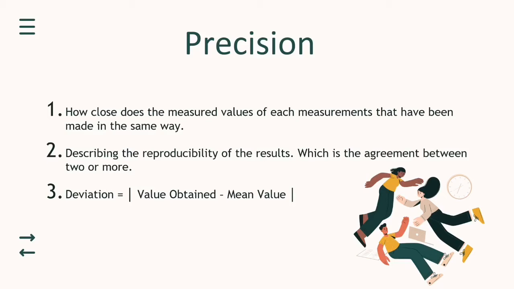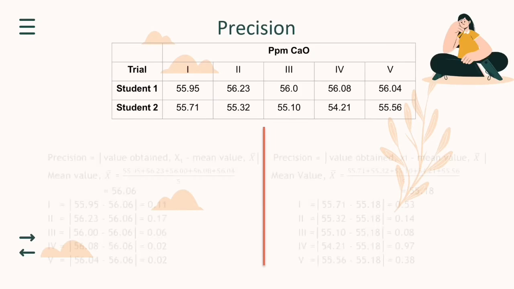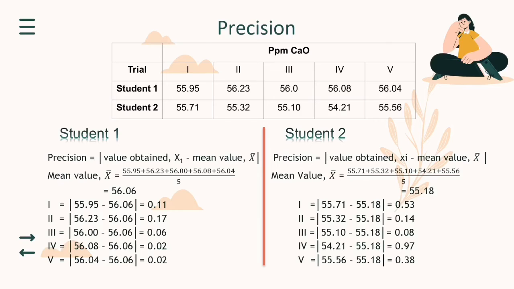To find the deviation, we have to use a formula which is value obtained minus mean value. So, we have to calculate the mean value by dividing the sum of the replicate measurements by the number of measurements in the set. For example, we total up the numbers in the student 1 trial and then divide by the number of trials student 1 has done. Student 1 has done 5 trials, so the total of the measurements has to be divided by 5. Student 1 gets 56.06 and student 2 gets 55.18.